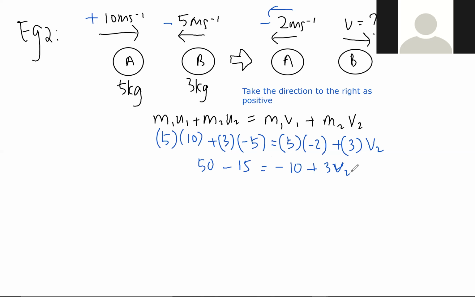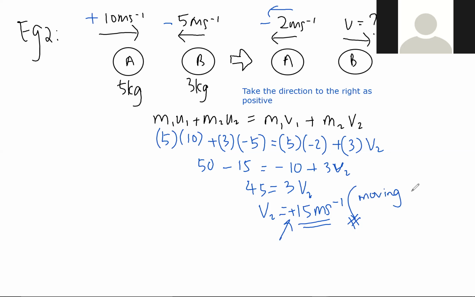Okay, V2. And if you move the terms around, then you get 45 equals 3 V2. So V2 equals 15 m/s. This is your answer. Now notice that your final answer is a positive value. A positive value means that your object B after collision must be moving to the right.